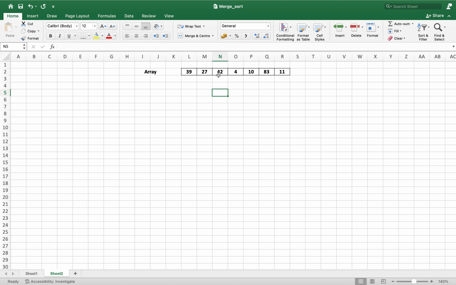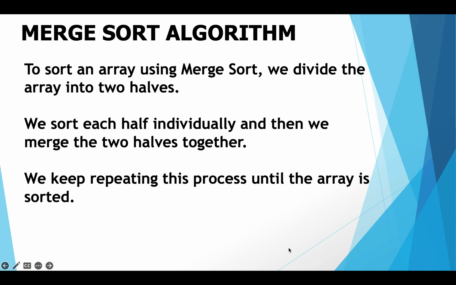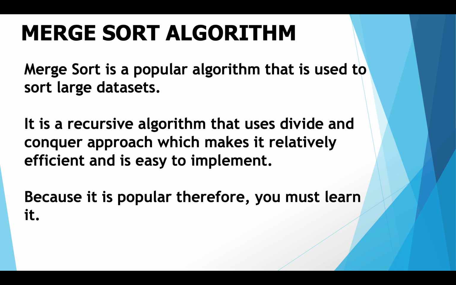Alright, so this is the array which we are going to sort using the merge sort algorithm. So how does it work? How does the merge sort algorithm work? What we do in merge sort is we divide the array into two halves. Then we sort each half and then we merge the two halves together, and we need to keep repeating this process until the array is sorted. This is the functionality of merge sort in the simplest terms. Don't worry, I'm going to explain everything in detail and it's starting right now.